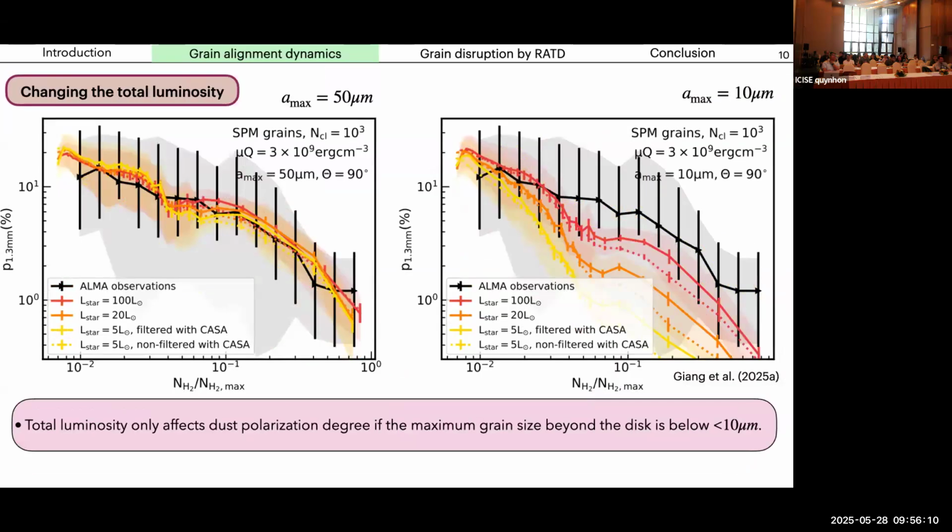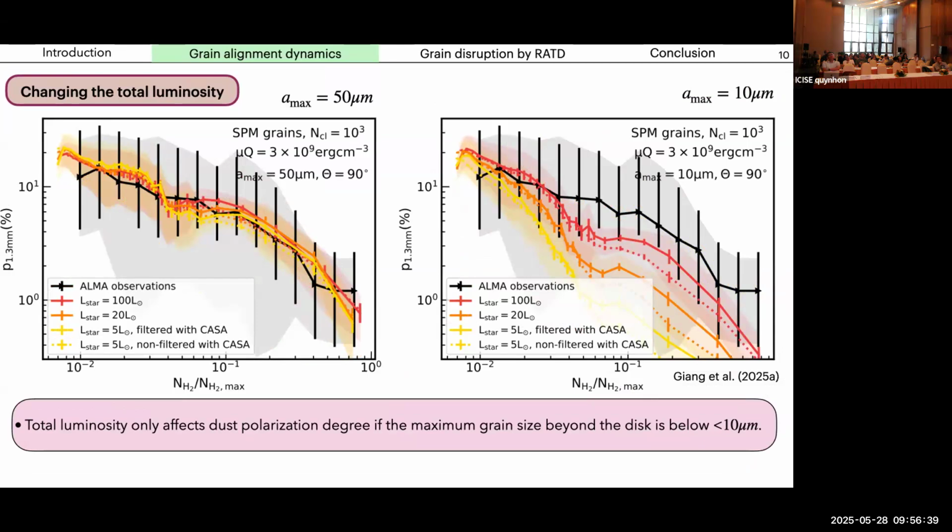And lastly, we try to change the stellar luminosity in order to understand the effect of luminosity on the dust polarization. So we found that if 50 micron grains distribute over 100 AU of protostellar envelopes, the stellar luminosity is basically not affecting the polarization observation. That means even if the star only has low luminosity, we still can reproduce the perfect alignment of the grains.